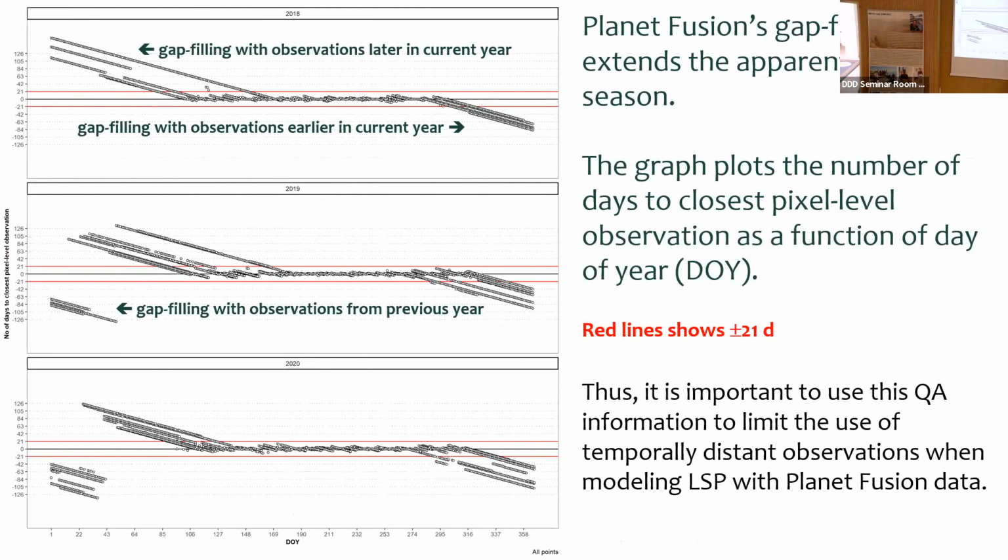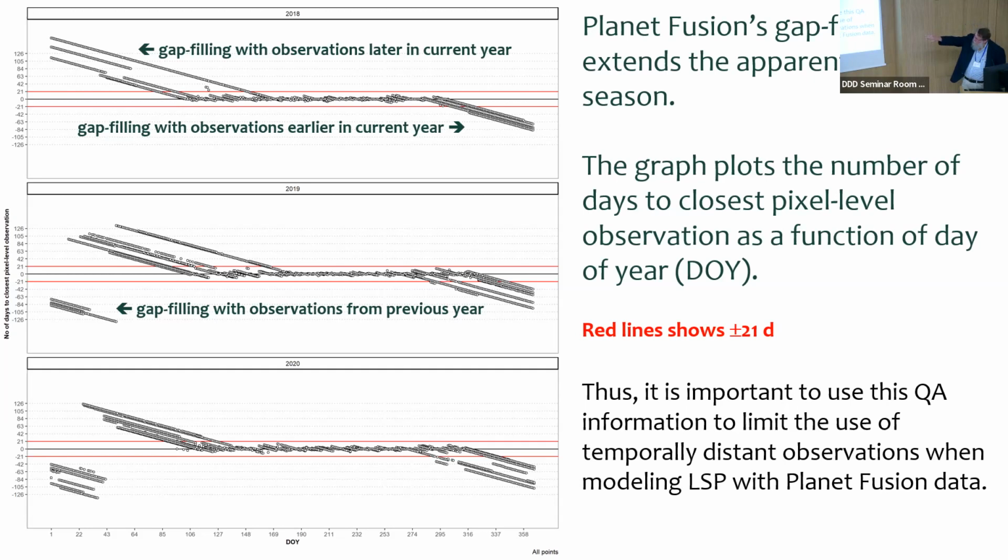So why do we get this Planet Fusion extension? Well, it has to do with their gap filling strategy, where we're getting a map here of the day of the year and the time between the observation they use to gap fill and the day that's filled. And so what we see is these positive increases at the beginning of the year and negative values at the later part of the year. They're using that within season to extrapolate out.